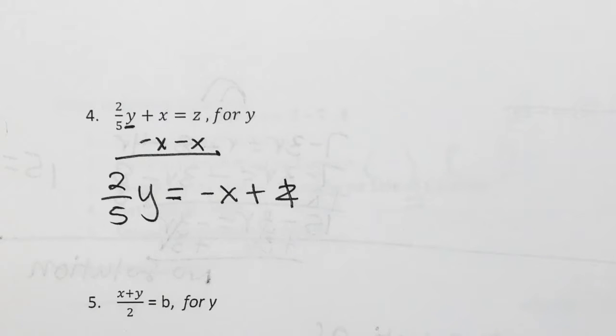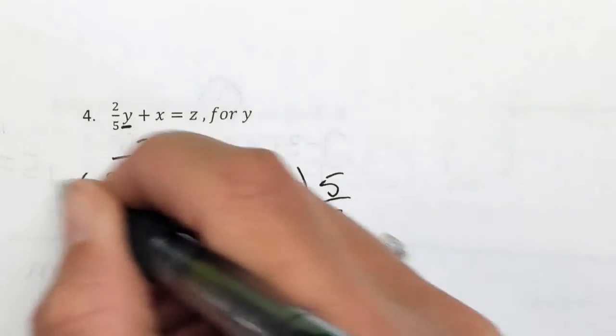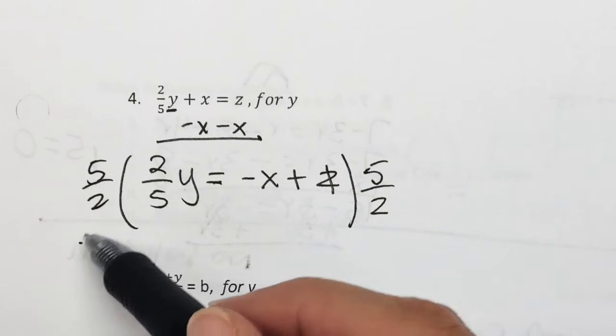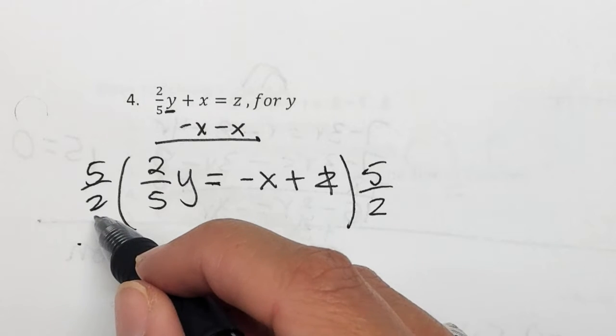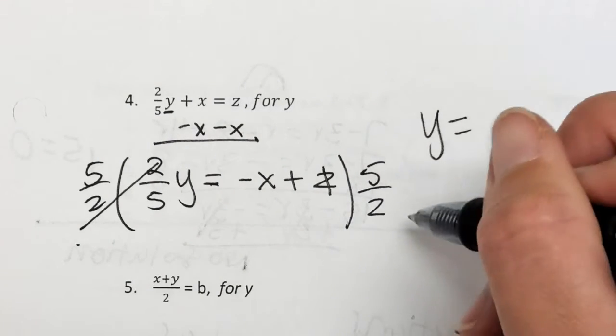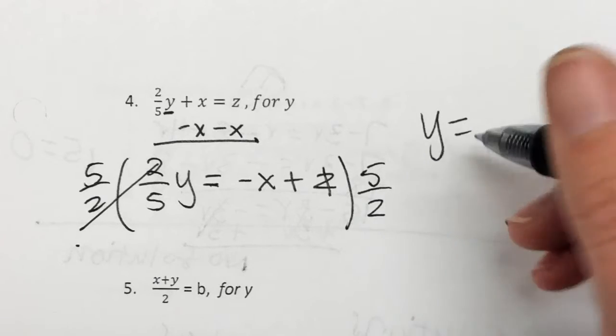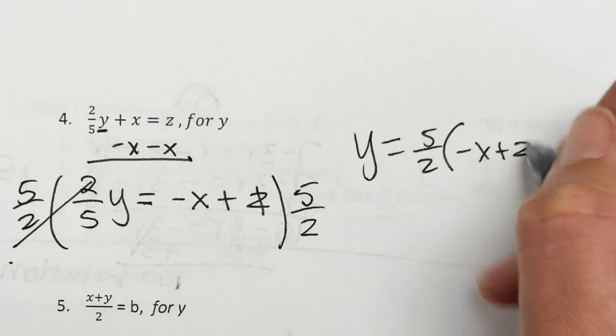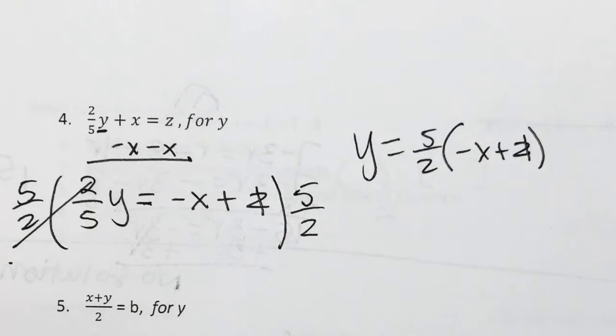Alright. So we're going to multiply everything by 5 over 2. So this is how we'll write it. Now, anything multiplied by its reciprocal will give us what? 1. So we have y equals, and you don't even have to multiply this out. You can just write it like this. 5 over 2, parentheses, negative x plus z. That's all. If you want to multiply it out, you can.